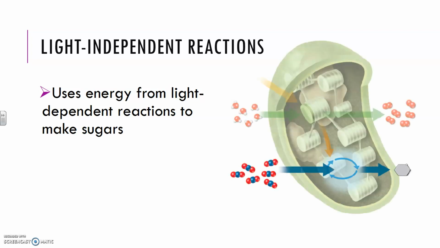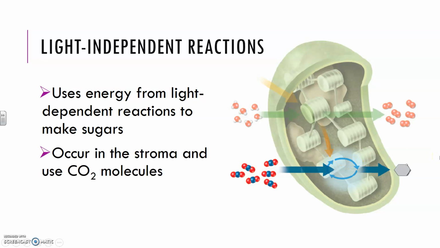So again, the light-dependent reactions took place in the thylakoid, the little stacks that look like stacks of pancakes. And now all of that energy, the energy molecules, have been transferred out into the stroma where the light-independent reactions are going to take place. This is where you're also going to see the CO2 molecules come in.